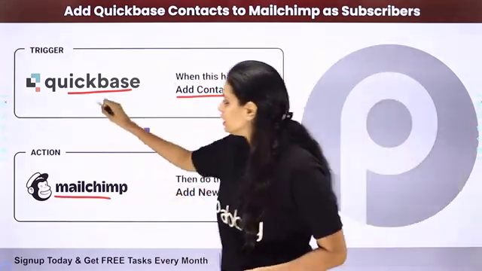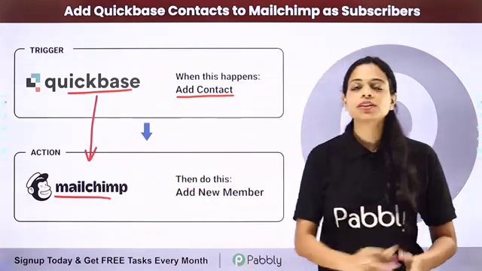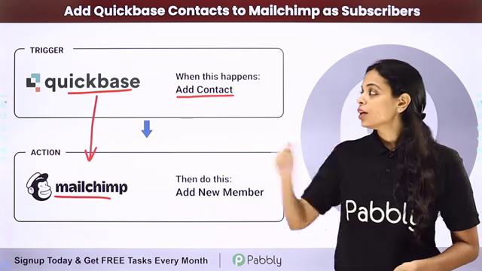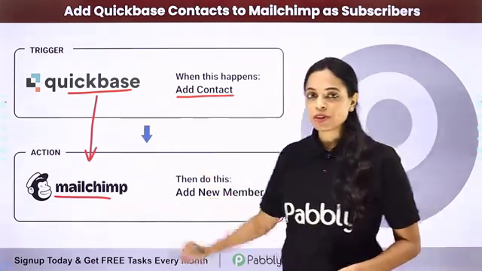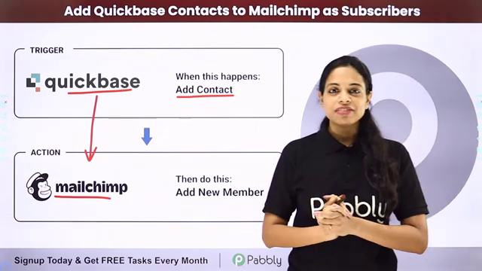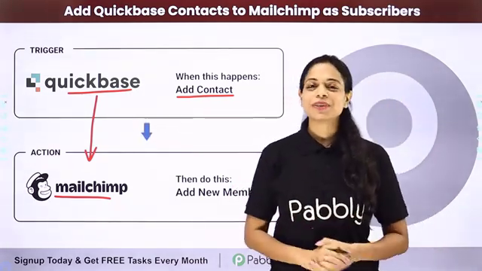Again, you will have to integrate the two applications, Quickbase and Mailchimp, and the same thing can be done using Pabbly Connect software. Here, your trigger application would be Quickbase, and the action application would be Mailchimp. Now, how can you integrate and automate this entire process yourself? To understand that, let me take you to my screen.